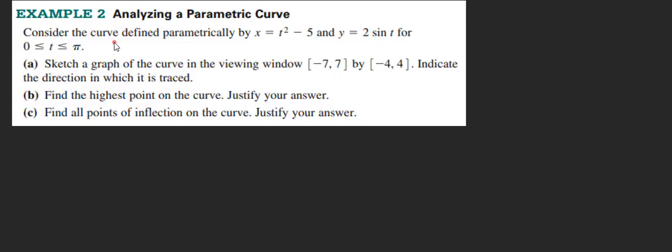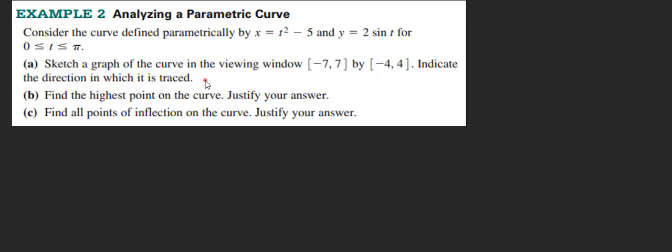So it says, consider the curve defined parametrically by x equals t squared minus 5 and y equals 2 sine t, where t goes from 0 to pi. Part A says, sketch a graph of the curve in the viewing window -7 to 7 by -4 to 4, and indicate the direction in which it is traced.